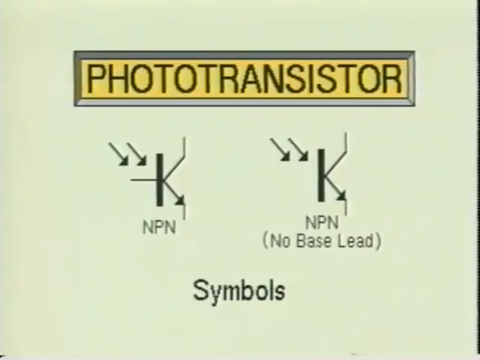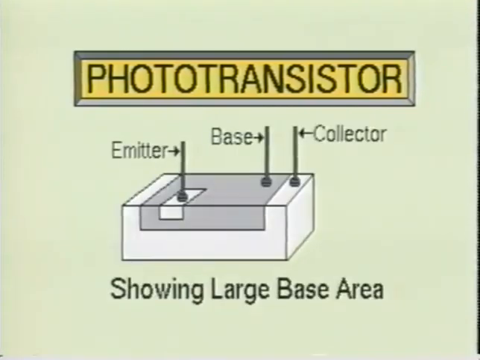Here we see the phototransistor. All transistors are light sensitive, and phototransistors are specifically designed to take advantage of this important characteristic. The most common phototransistor is the NPN junction transistor with a large exposed base area. The base area is usually exposed to light through a lens placed at the top of the transistor housing.